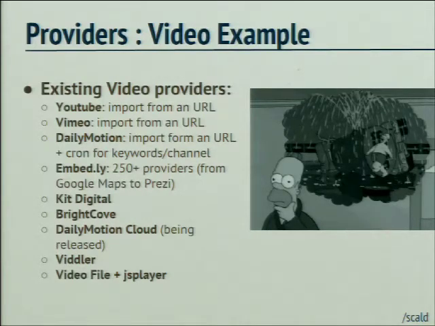Then you have embed.ly, which is like one provider to rule them all, because it opens you to more than 200 providers, like Google Maps or Prezi or any exotic providers. So it's really nice and it works. And then you have all these proprietary video providers, professional ones, used only by big customers, but it can fit your needs, or the needs of your customers. And then you have the last one, which is the most obvious one, which is video file plus JS player, but then you will have to handle all the encoding and broadcasting and player, and usually you don't want to do that, only for small sites. But if you're on big media sites, you use professional video services.